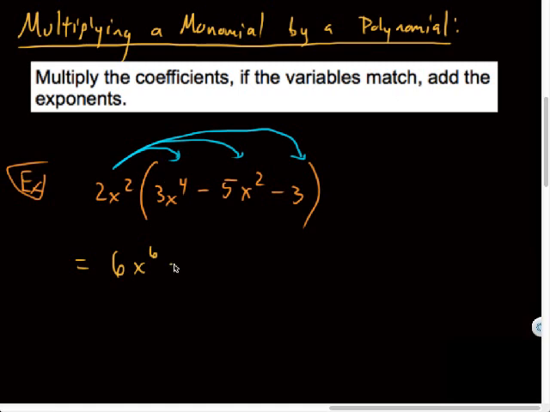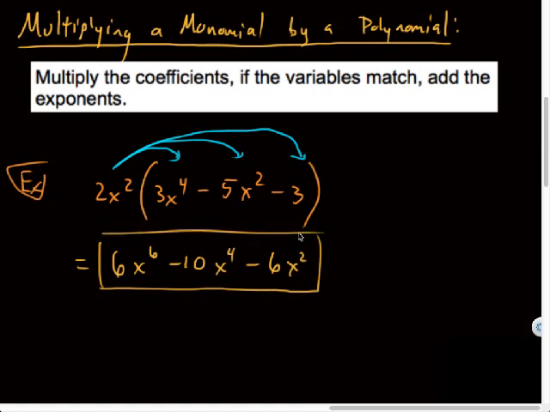2 times negative 5 is negative 10. And x squared times x squared, property of exponents, I add them, x to the fourth. And 2x squared times negative 3, I multiply those numbers as negative 6. And x squared just stays the same. I didn't have any x's to combine it with. I don't have any like terms, so I'm done.